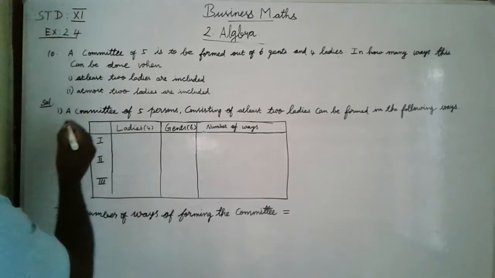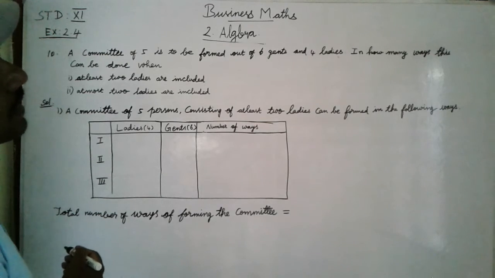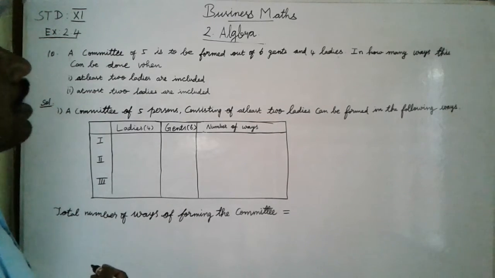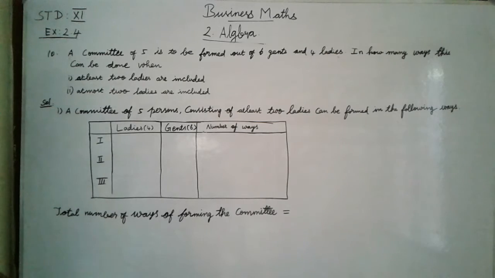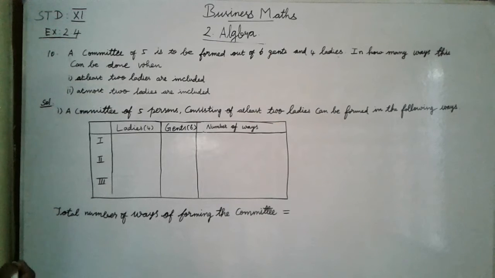Sum number 10. A committee of 5 is to be formed out of 6 gents and 4 ladies. In how many ways can this be done? First, when at least 2 ladies are included. Second, when at most 2 ladies are included. The first one: the committee of 5 persons consisting of at least 2 ladies can be formed in the following ways. At least 2 ladies: minimum 2, maximum 2, 3, 4, like this.